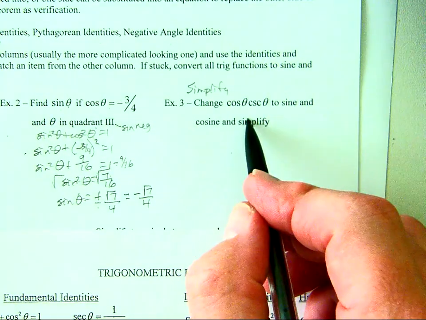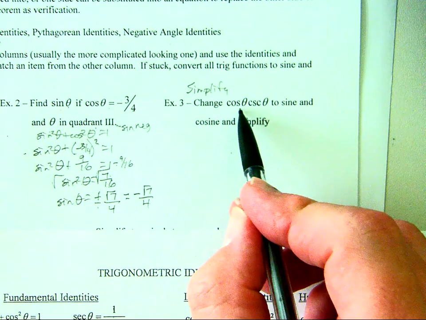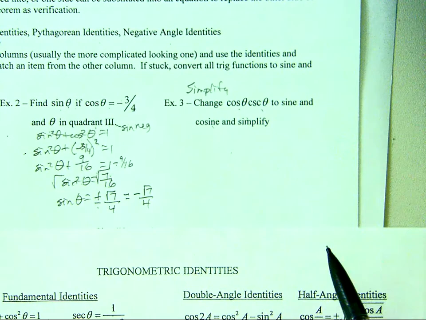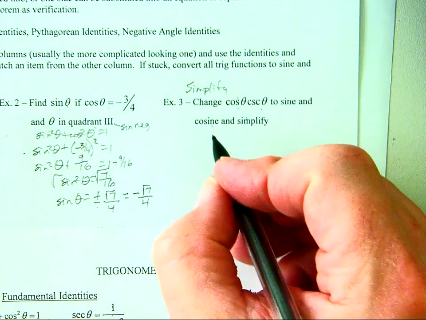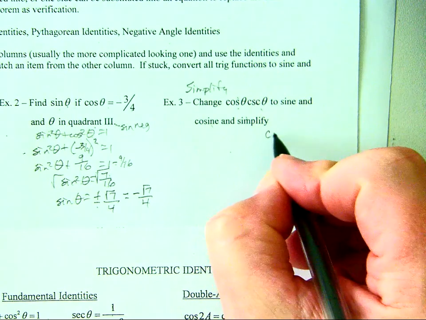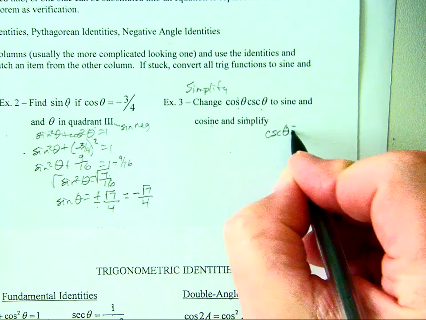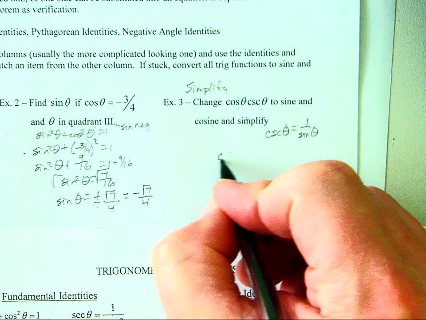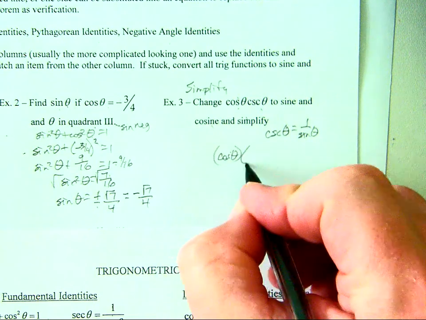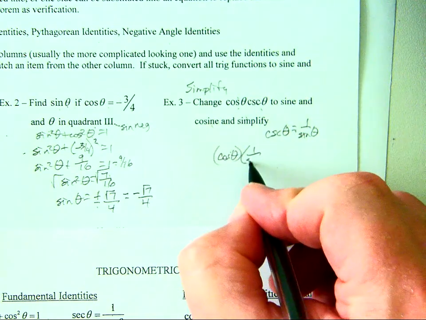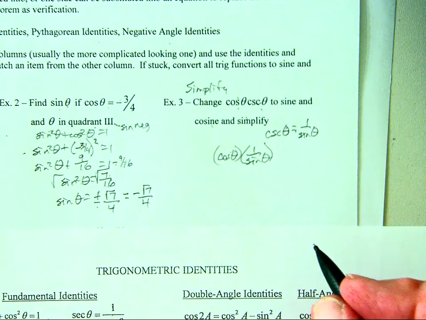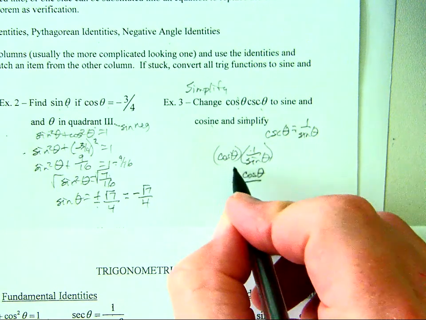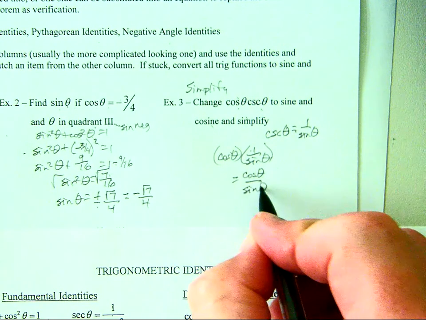Sometimes you'll just be asked to simplify. If I have cosine theta times cosecant theta, and it says convert that to sine and cosine and simplify. Well, cosine is already cosine, so let's just leave that the same. But we know by the reciprocal identity that cosecant is equal to 1 over sine. So let's substitute that in. We have cosine theta times, instead of cosecant, 1 over sine theta. If we multiply that out, that's going to be cosine times 1 on the top and 1 times sine on the bottom. So we have that.